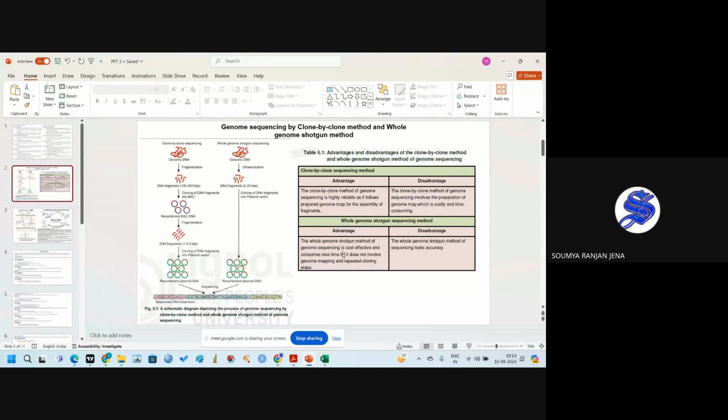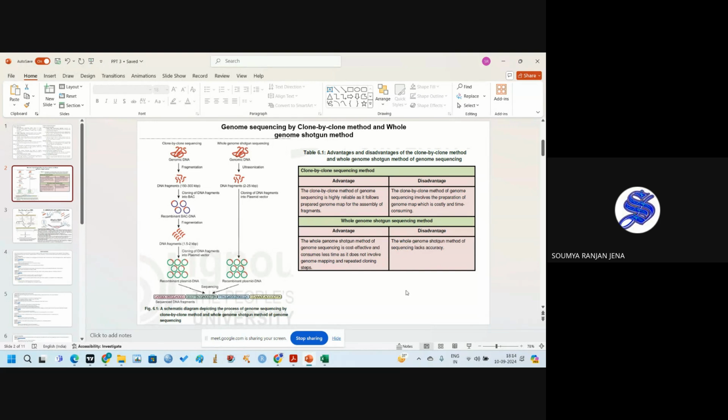And what is the advantage of whole genome shotgun sequencing? In the whole genome shotgun sequencing method, genome sequencing is cost effective and consumes less time, as it doesn't involve genome mapping and repeated cloning steps. Here we have to clone only once, there twice.